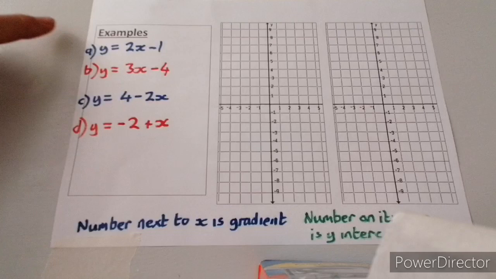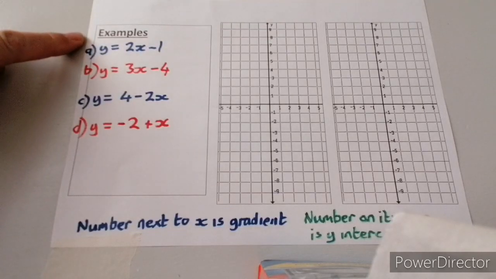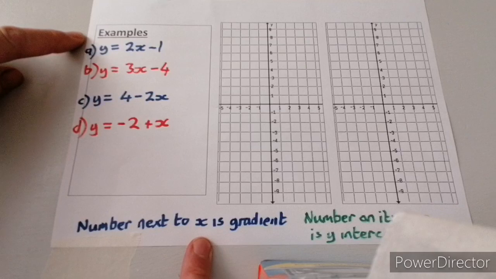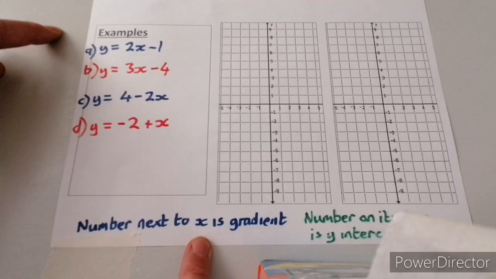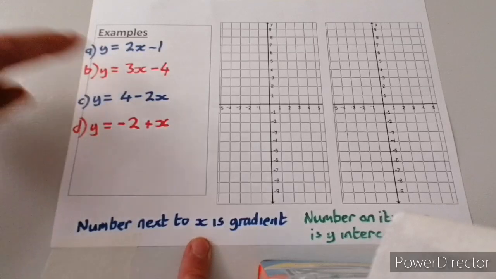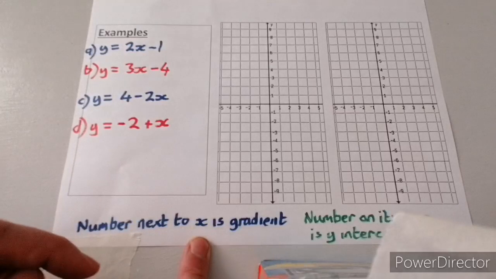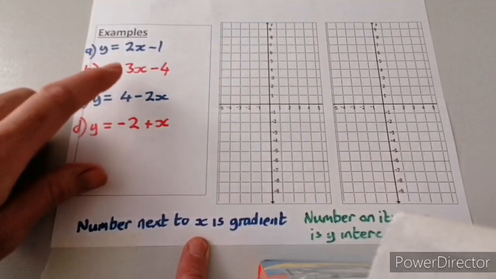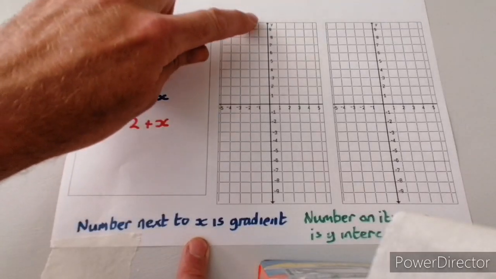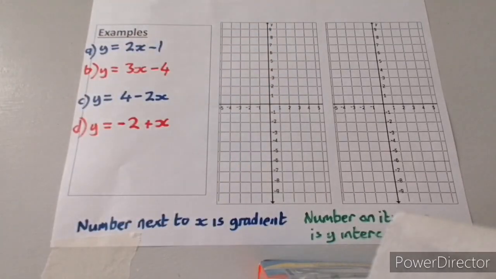So in this y equals 2x minus 1 example, the number next to the x is always the gradient of the line. It's how steep the line is. So this is going to have a gradient of 2, which means every time we move 1 square to the right, we're going to move 2 up. The other number, the number that's on its own, is the y-intercept. So this is our y-axis. So basically the number on its own is where this graph is going to pass through the y-axis.